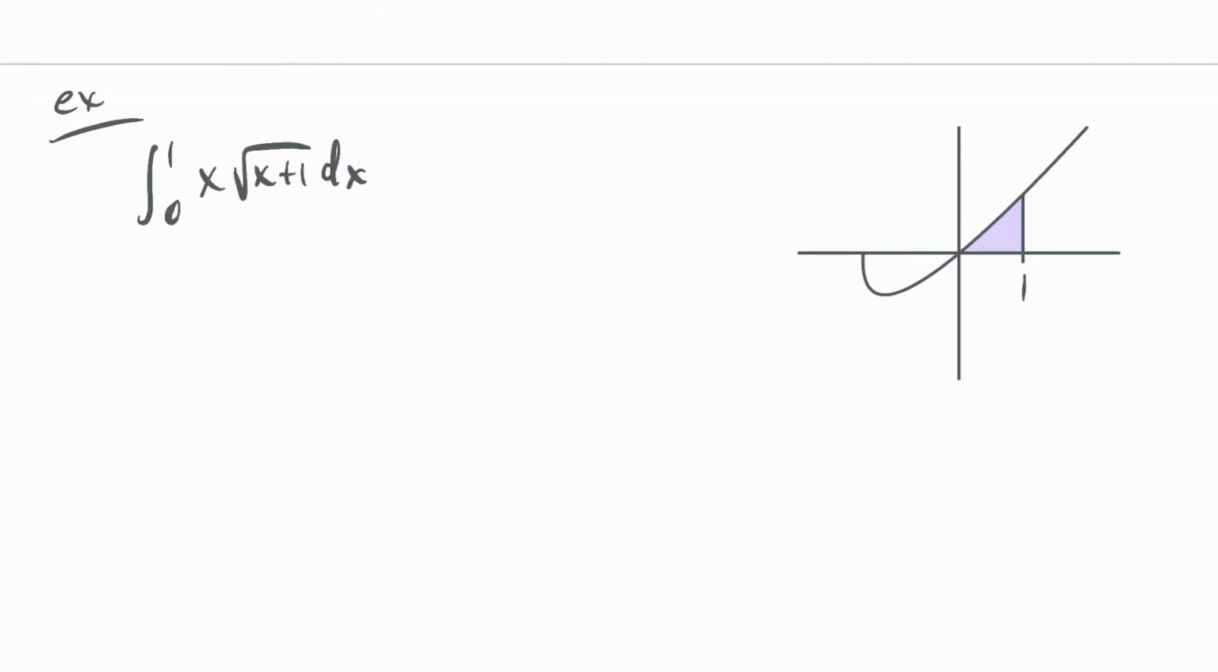All right. The integral from 0 to 1 of x times the square root of x plus 1 dx. There's the graph of that. So we're finding the area of that purple region. So I'm going to have to do a change of variable. So I'll say that u equals x plus 1. So du equals dx. It's relatively simple.